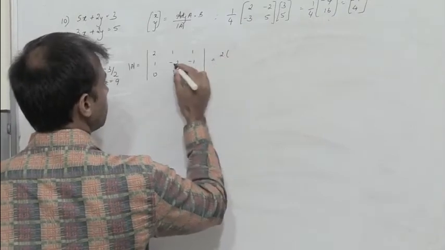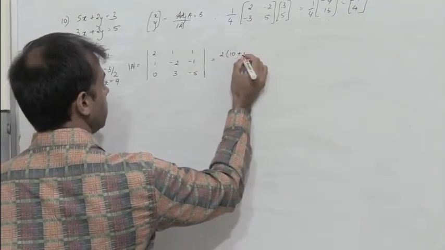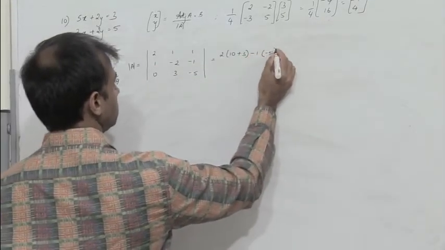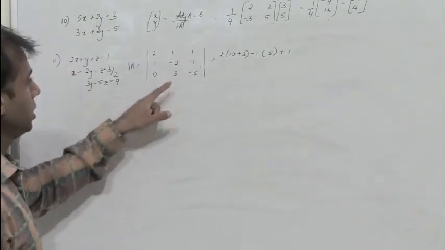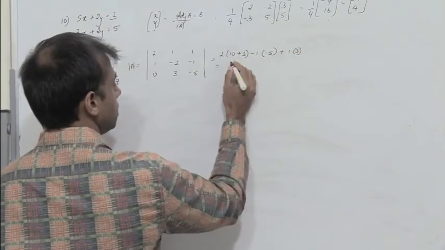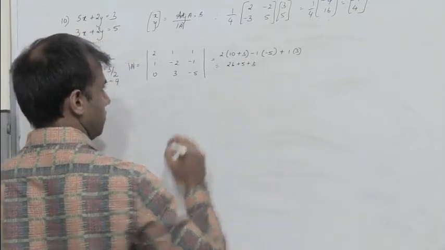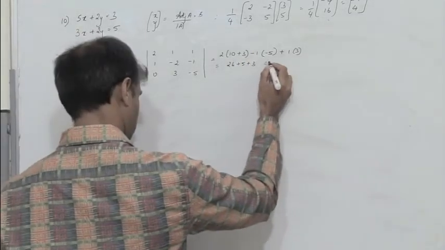2 into minus 2 into minus 5 is 10, plus 3, minus 1 into minus 5, plus 0 I have, then plus 1 into 3, right? So we get 13 into 2 is 26, plus 5, plus 3. So 26 plus 8 gives us 34.